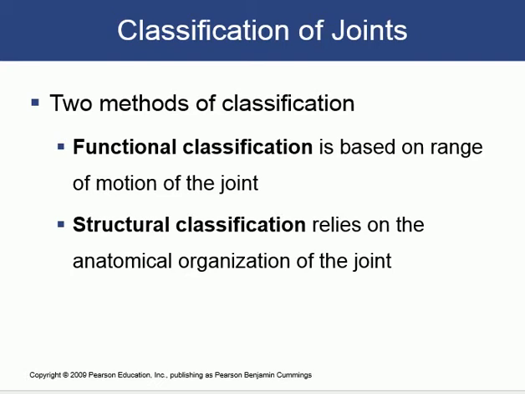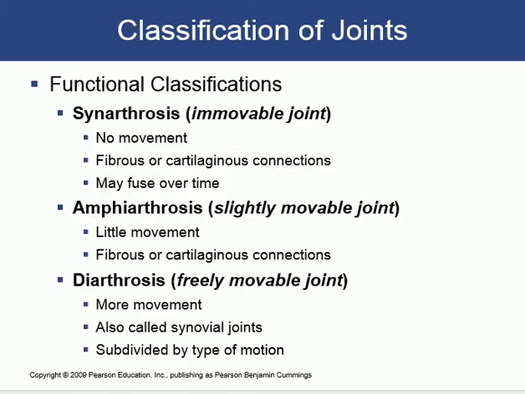There are different ways to classify the joints. Functional classification will depend on the range of the movement. Is it freely mobile, like the shoulder, for example? You can move it in all directions. Or is it something like the elbow? You can move it in one axis only. Or something like the vertebrae or the pubic bone and so on. And then the anatomical organization.